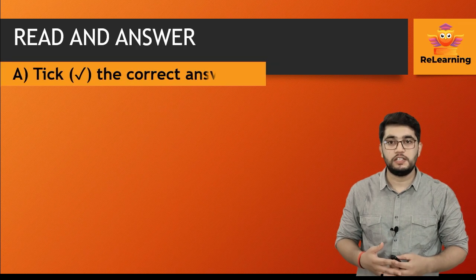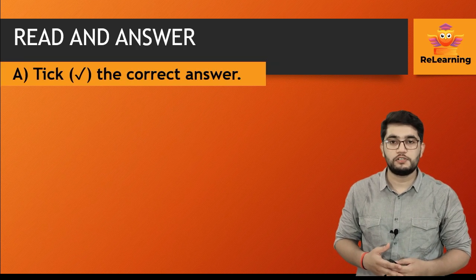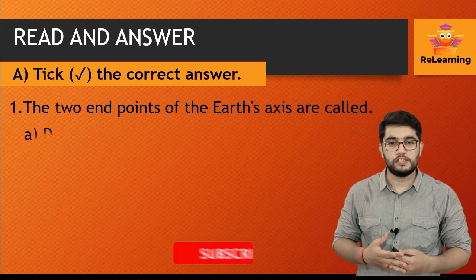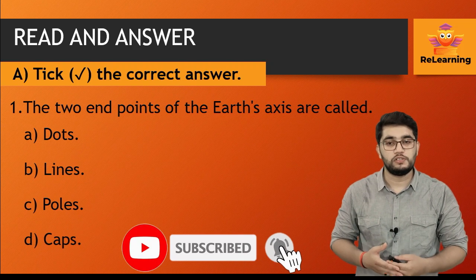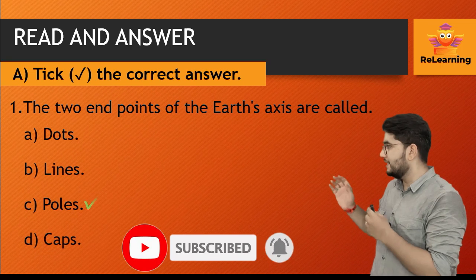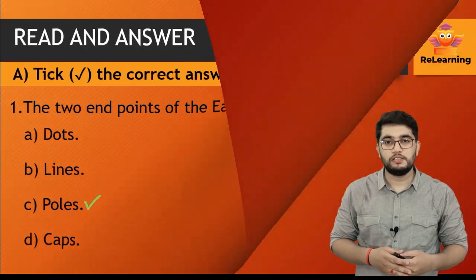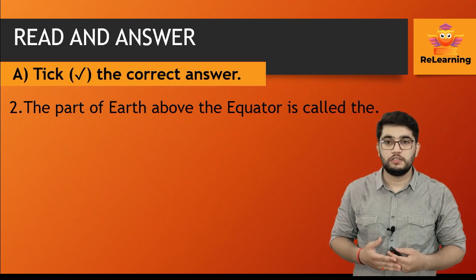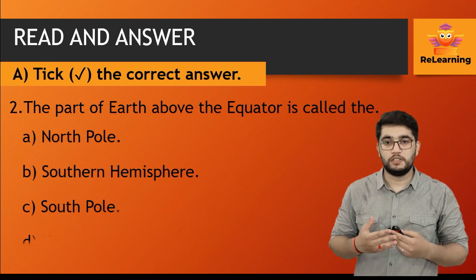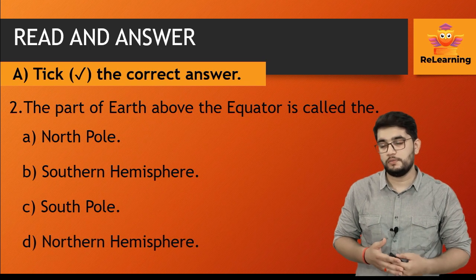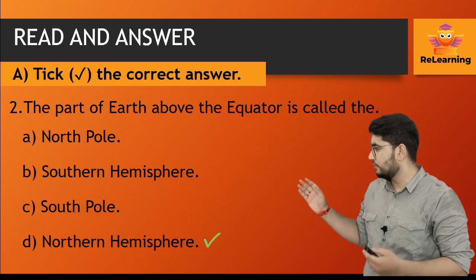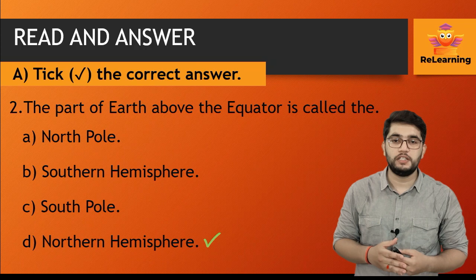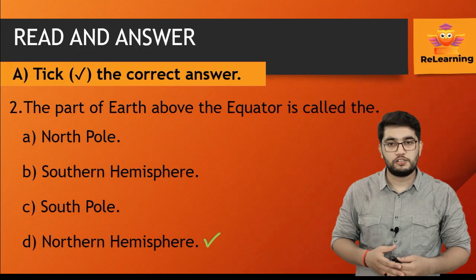Let's see the next question, that is read and answer. Under that, the first question is tick the correct answer. The two endpoints of the earth's axis are called, options are dots, lines, poles or caps. So the correct option is poles. Next one is, the part of earth above the equator is called North Pole, Southern Hemisphere, South Pole or Northern Hemisphere. So the correct answer is Northern Hemisphere. The part of earth above the equator, okay? Below the equator it will be Southern Hemisphere. Let's see the next one.